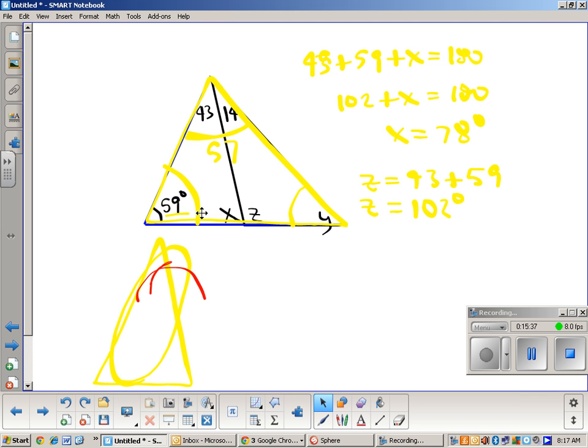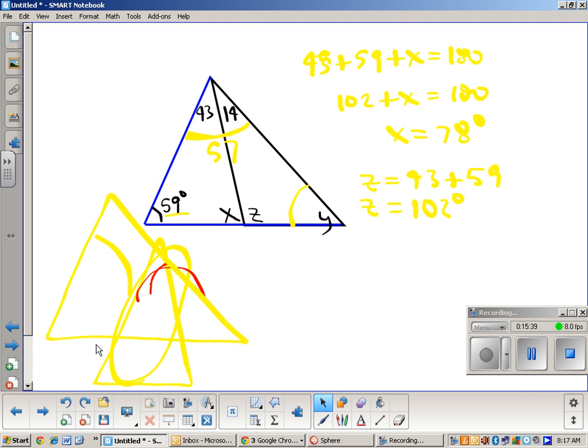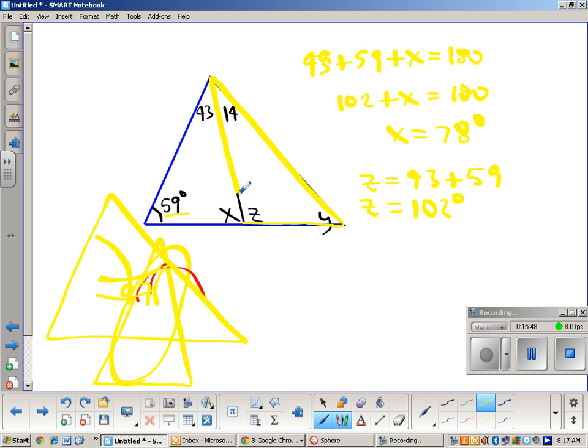Since we found all the other parts except for y, we could look at this triangle now. And I know this one is 102, and this is 14, so these three have to add up to 180. So you see what I'm getting at? There's multiple ways of working this out. And I'm not going to tell you which is best, okay? But there are multiple ways.